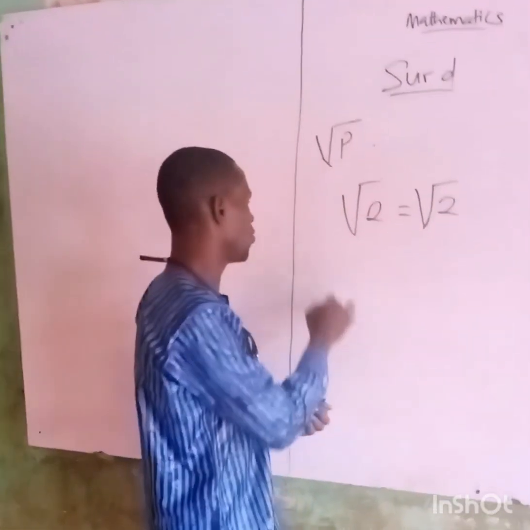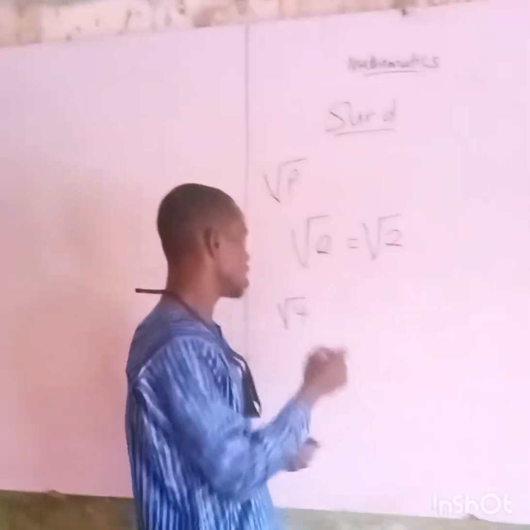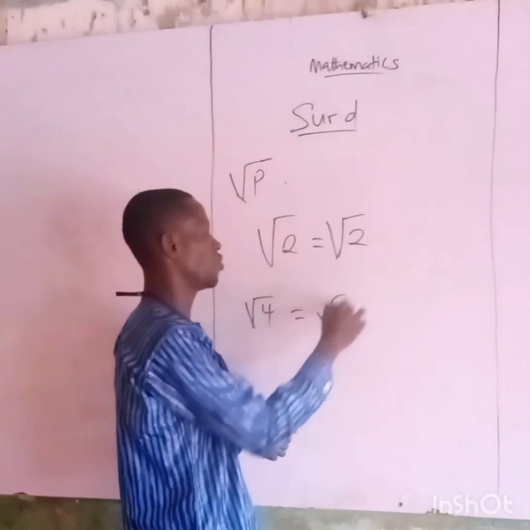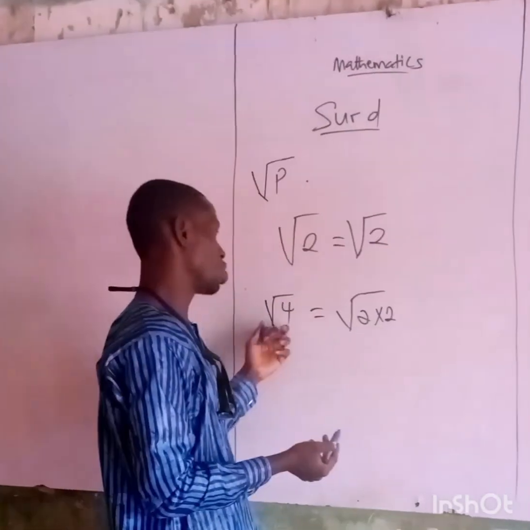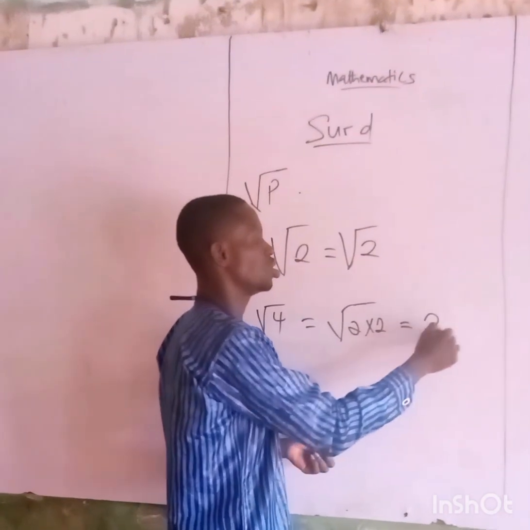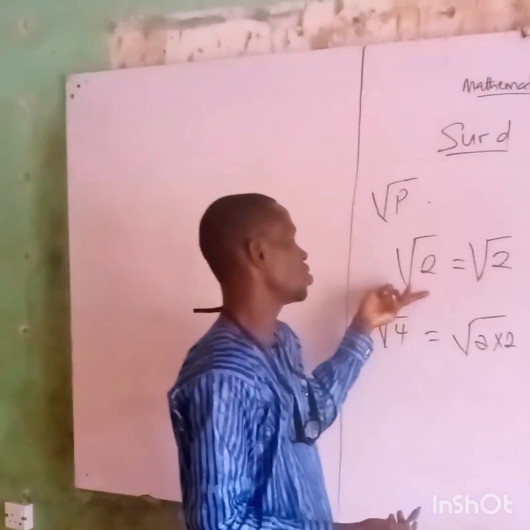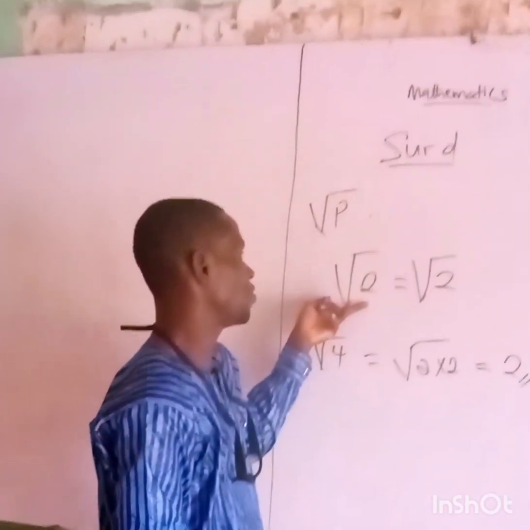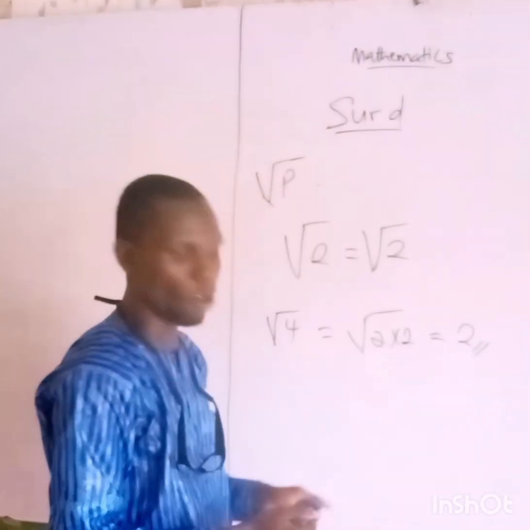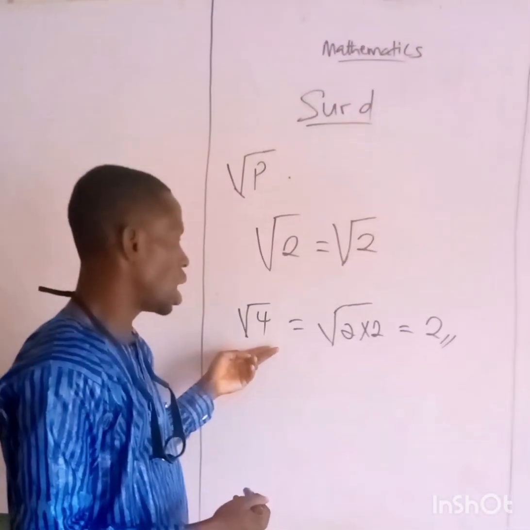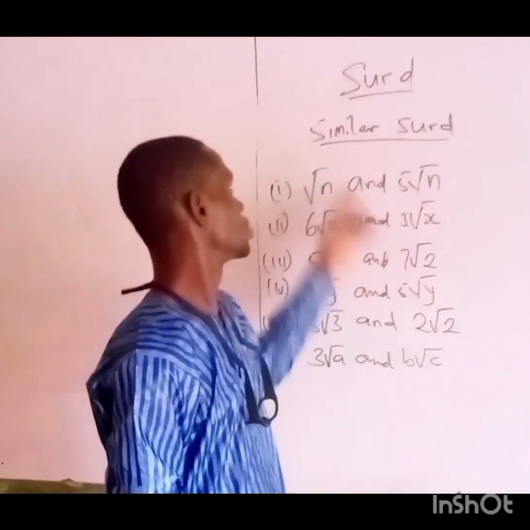Now, when we talk of root 4, of course we know 4 has a square root. This is telling us that we have the square root of 2 multiplied by 2. So the square root of 4 will be what? It will be 2. So this is how to simplify surds. This one that doesn't have a perfect square, we leave it like this. Root 2 is in its simplified form, while when we find the square root of 4, it's going to give us 2. So that's not a surd.